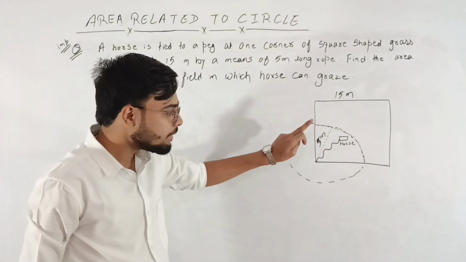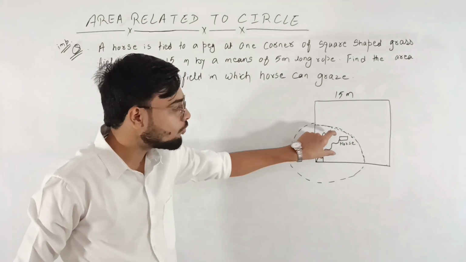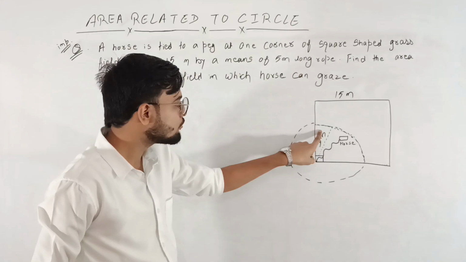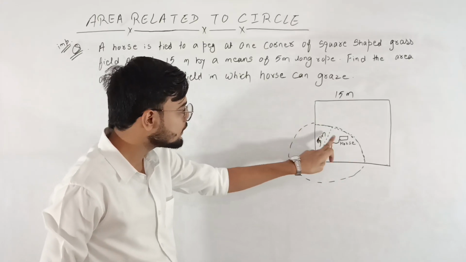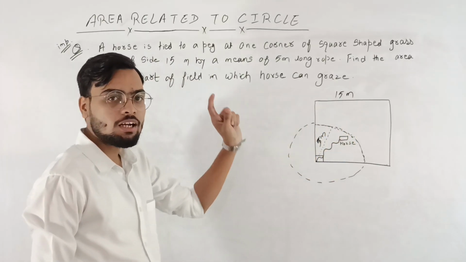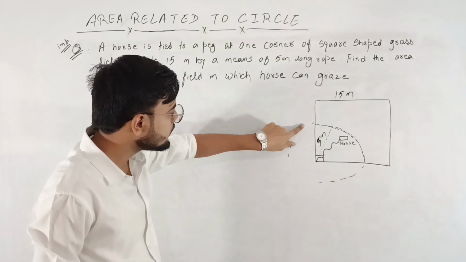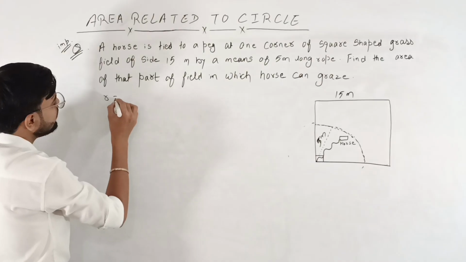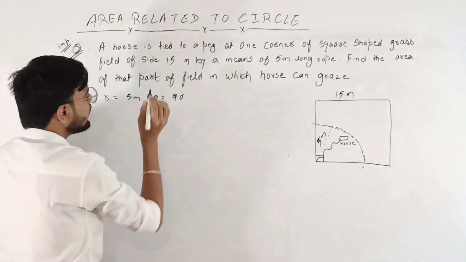Now look here, this angle is 90 degree. So this is one quadrant of a circle in which theta is 90 degree and radius is 5 meter. So this is a sector. We have to find the area of this sector, and this is the part of this field in which horse can graze. So we have to find the area of a sector, in which radius is 5 meter and theta is 90 degree.